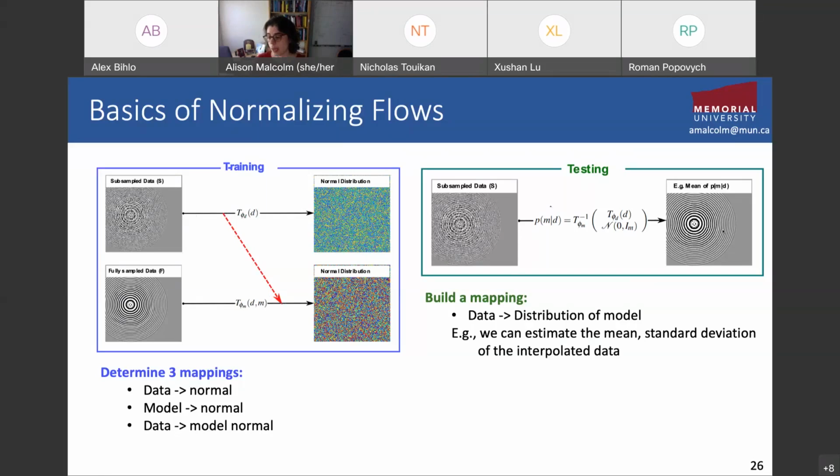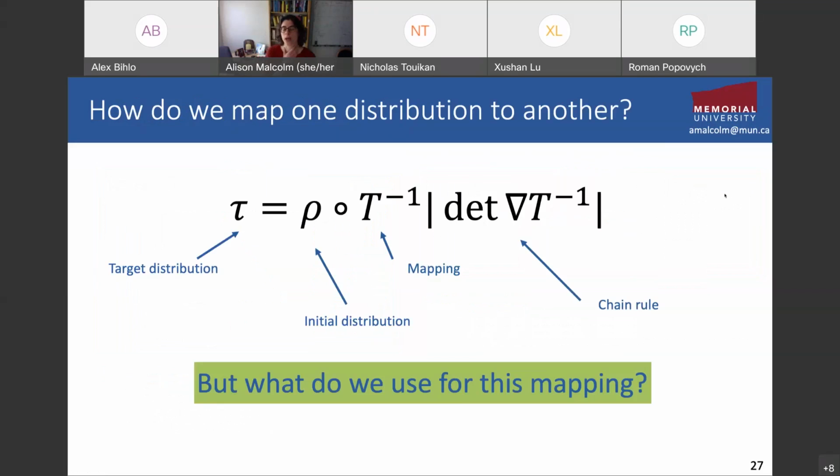distribution of our data. And because we're sampling this distribution here, we can sample the distribution of fully sampled data, or interpolated data, if you like, and we are able to estimate a mean and something that looks like a standard deviation on this final data set, or this final mapping. All right, so how does this work? How do we map one distribution to another?